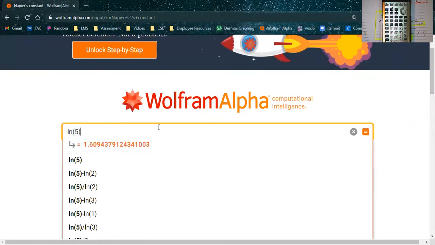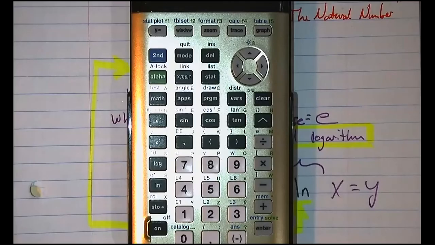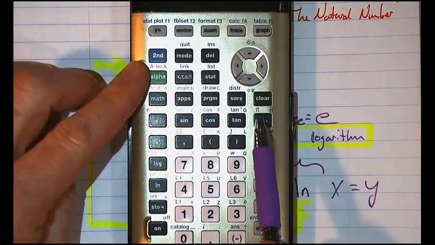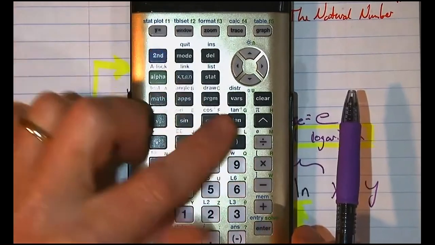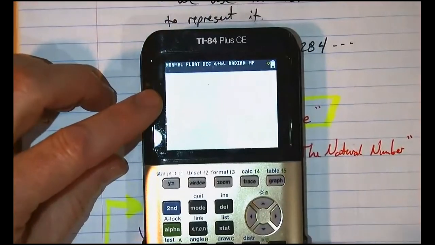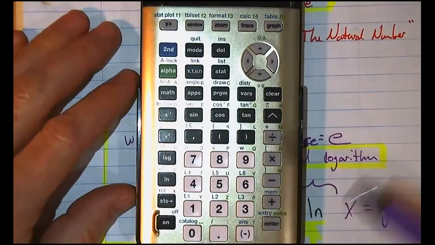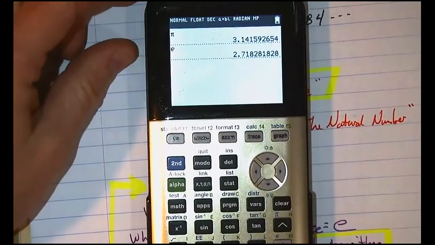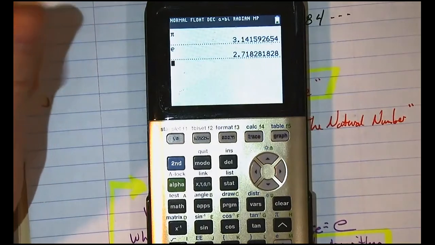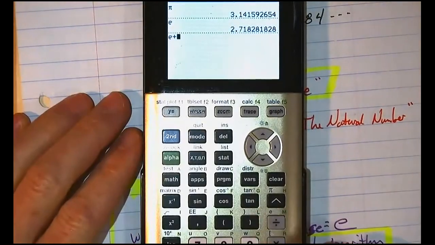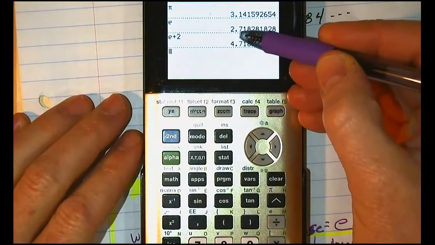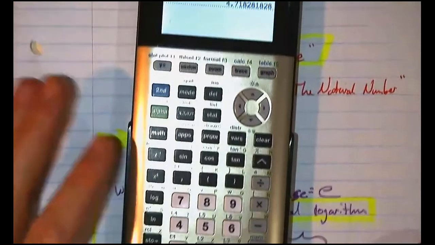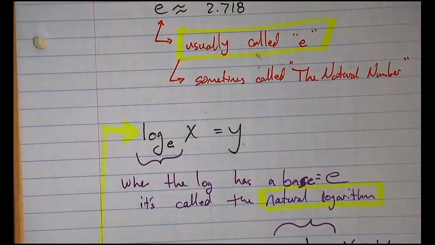So Wolfram Alpha can handle this sort of stuff, but this sort of stuff is also on my calculator, okay? So remember, if I ever wanted to type pi on my calculator, I had to push the second button and then the caret. That's how I got pi. Well, E is the same thing, but it's not the caret, it's the divide button. So if I push second divide, that gives me E. And if I push enter, there's Napier's constant, okay? So again, I can do any sort of arithmetic. If I want to do E plus 2, 2.7 plus 2 would be 4.7, right? So there's my answer. So I can work with Napier's constant on a calculator. I can also work with it on Wolfram Alpha and other places as well.